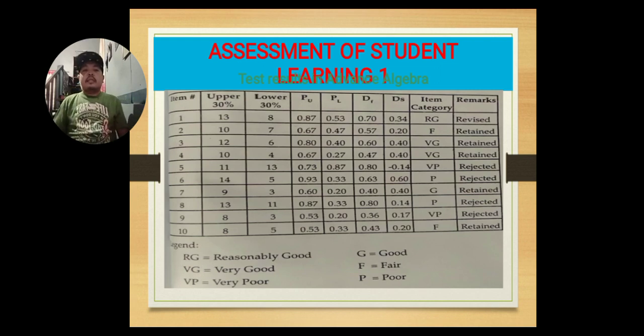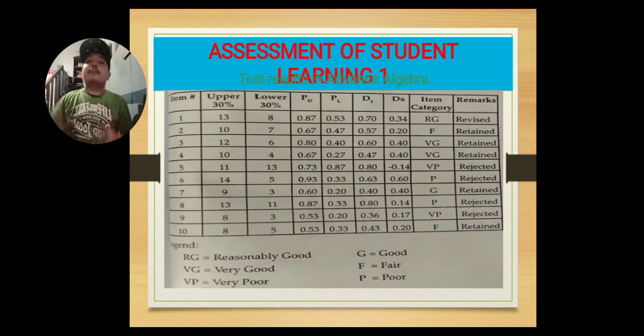Okay, so item number 1. In item number 1, the upper 30% is 15 in all, right? In the upper 30%, 13 got it correct. How about the lower 30%? 8 got it correct. So, you have your PU 0.87, you have your PL 0.53, you have your DF 0.70, you have your DS 0.34, and you have your item category RG, or reasonably good. Therefore, you're going to revise. Okay? So, that will be the pattern that you can follow.